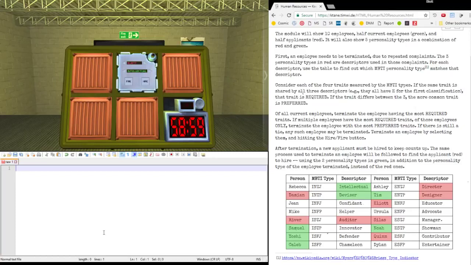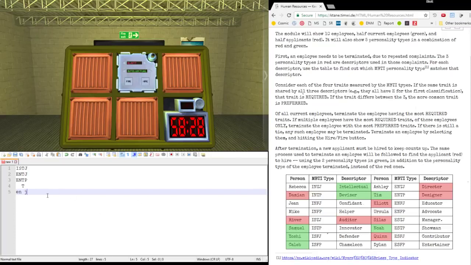Preferred characteristics, preferred descriptors, we have the Deviser and the Intellectual. Alright, we need to fire someone, so we look at the 3 red traits. Auditor, ISTJ. Director, ENTJ. Designer, ENTP. Do we have anything unanimous? Actually, yes, we do. The T is consistent. Preferred traits, we have an E, an N, and a J. So ENTJ would be perfect. We, however, do not have an ENTJ. That would have been Ashley, but we don't have Ashley as a choice.